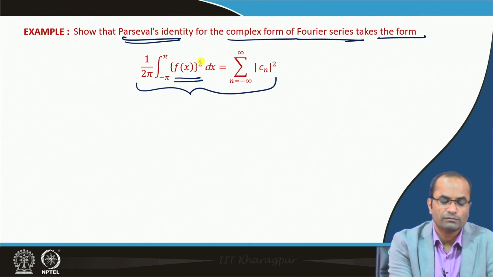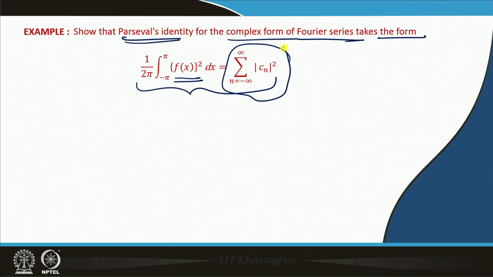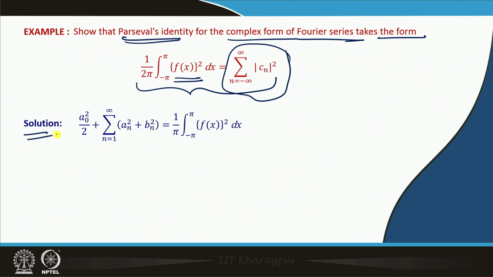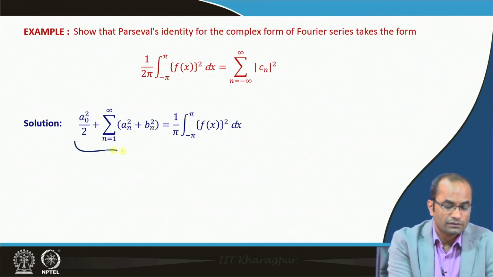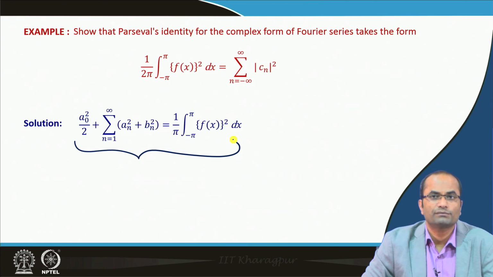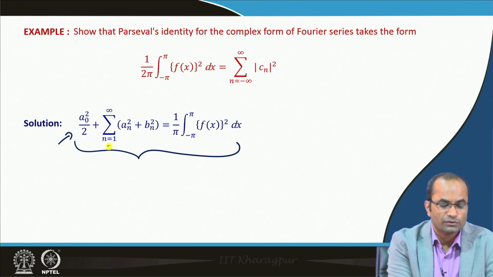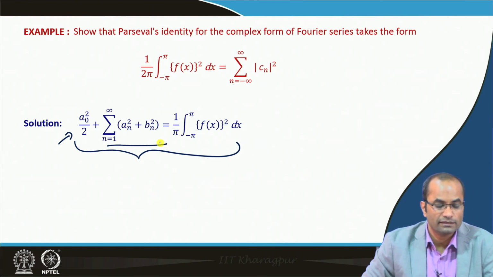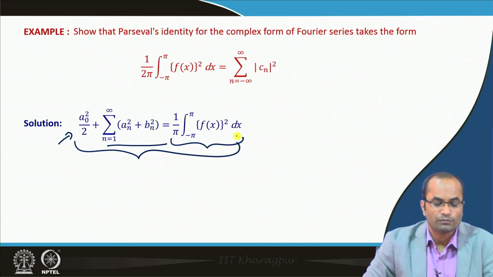We have a similar term, f x whole square dx from minus pi to pi, but there is a simplified form here: the sum from minus infinity to infinity of C n square, with the absolute value. How to get this form, we can easily see now, because from the previous lecture we know the form of Parseval's identity: there was a 0 square by 2 and a summation over a n square and b n square, and there was a term 1 over pi, integral from minus pi to pi of f x square.